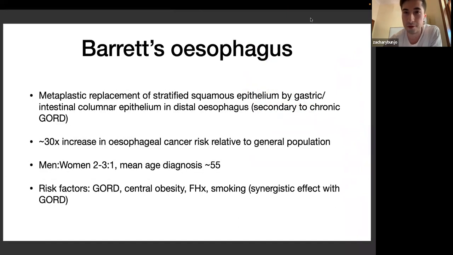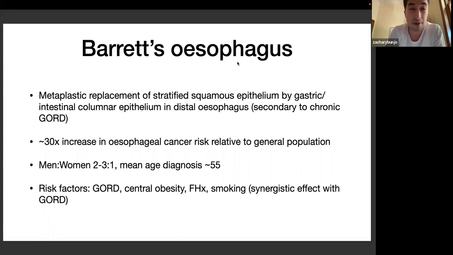Cool, so we'll move on to Barrett's esophagus now. As you'd recall from pre-clin days, it's basically a metaplastic replacement of your classic stratified squamous epithelium that typically lines the distal esophagus with the intestinal columnar epithelium from the stomach, and that's obviously the body's response to chronic acid exposure and reflux in the distal esophagus.